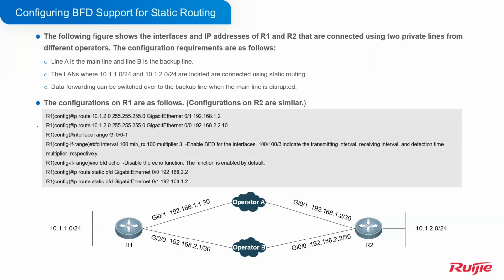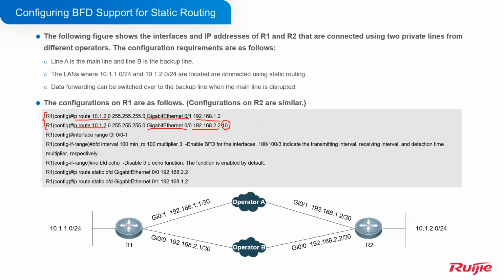On R1, firstly we are configuring two static routes. For these two static routes to the same destination, the outbound interface is different and the next hop is different. So in this case, we have two paths we can use. Since we only need one of them to be the main line and the next is the backup line, we have changed the preference value of the second.